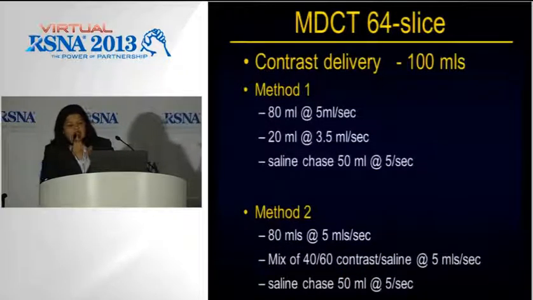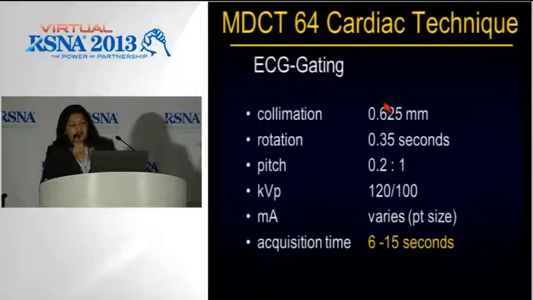And we've used two methods. We give 100 cc's because we're scanning a longer range in these patients, and we currently use method 2 because we've got a large group of large patients. The first 80 cc's we inject at 5 mils per second, and the next 20 is a mixture of 40, 60 or 60, 40, depending on how large the patient is, at 5 mils per second, followed by a saline chase. And we uniformly get very good opacification of the coronary arteries.